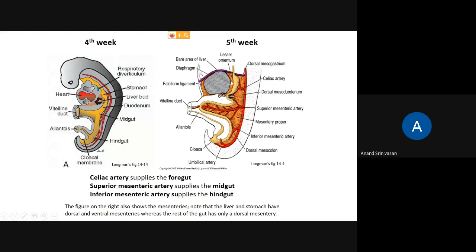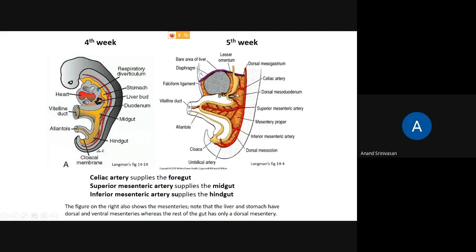But this ventral mesentery is present only in the foregut. The ventral mesentery is present only in the foregut. So this is dorsal mesentery, and this one is ventral mesentery.